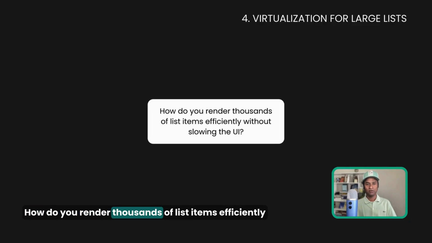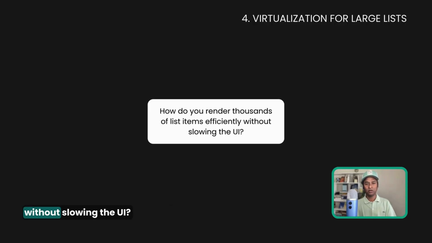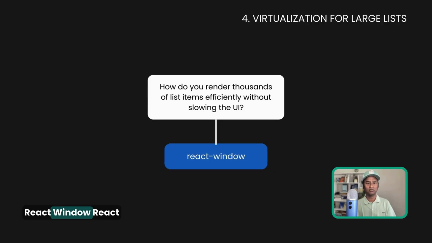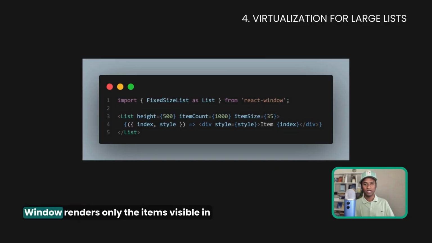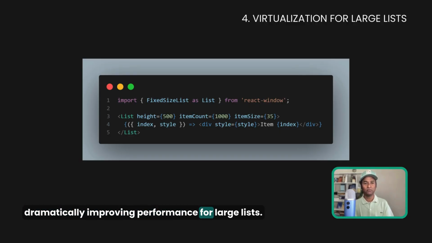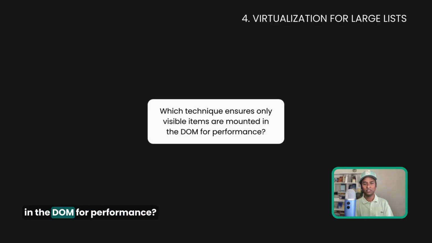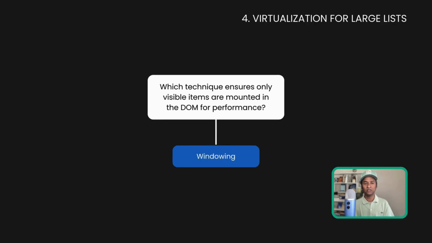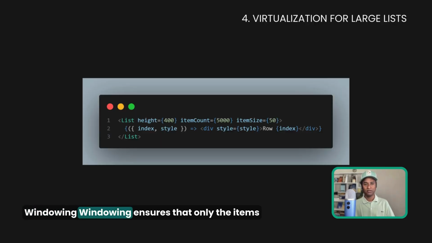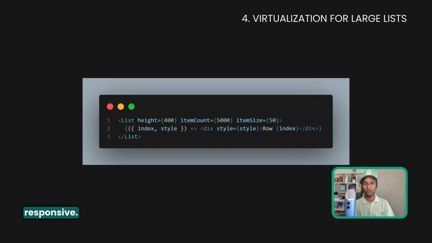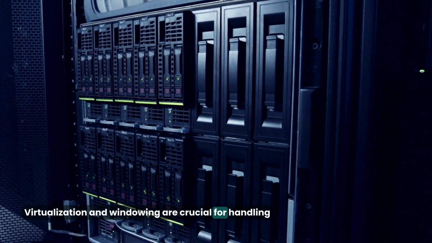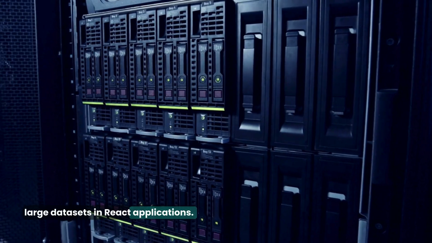How do you render thousands of list items efficiently without slowing the UI? Answer: React window. Example: React window renders only the items visible in the viewport, dramatically improving performance for large lists. Which technique ensures only visible items are mounted in the DOM for performance? Answer: windowing. Example: windowing ensures that only the items currently in view are rendered, reducing DOM nodes and keeping the UI fast and responsive.